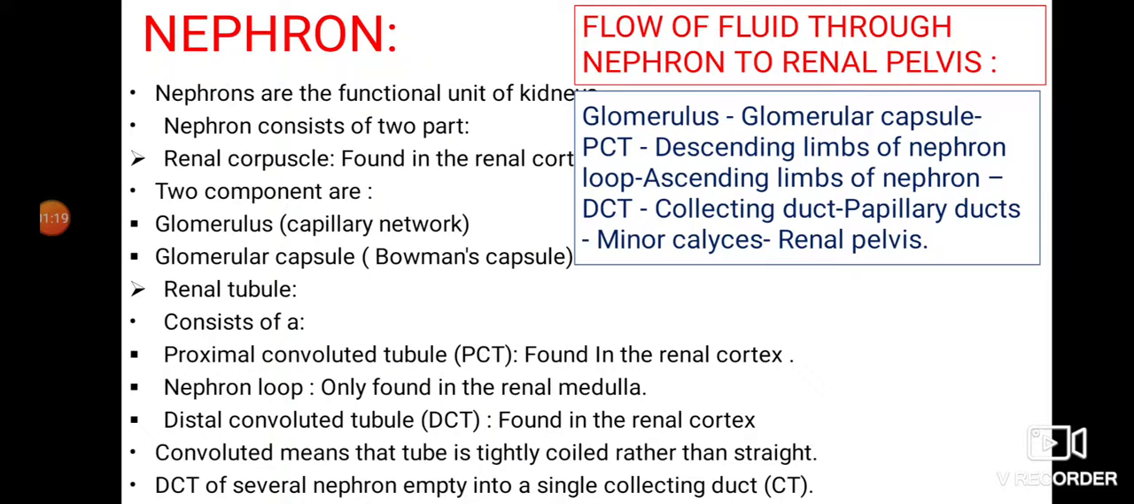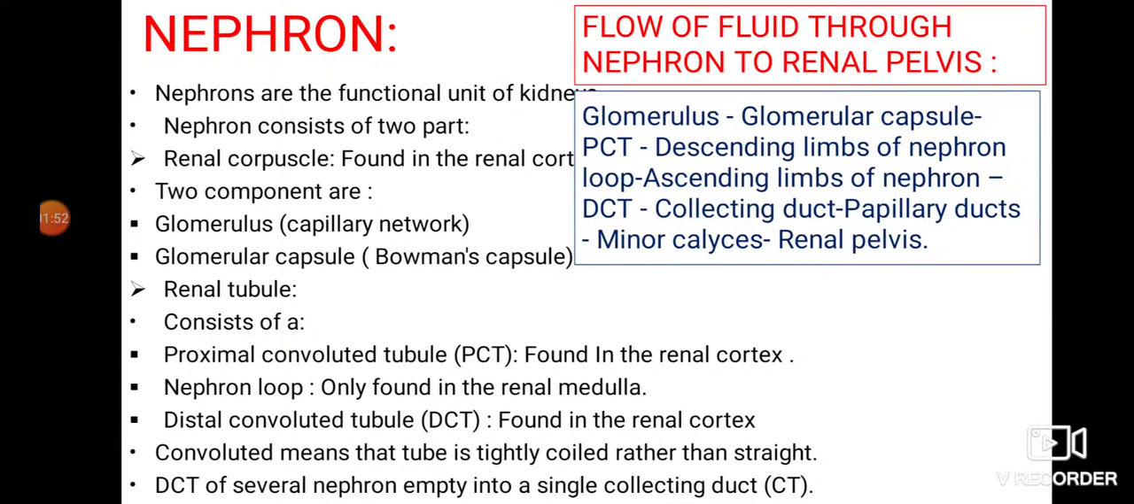Okay, the word is convoluted. The meaning of this word is that the tube is tightly coiled, not a straight tube. Those tubes that are tightly coiled are known as convoluted. Okay, convoluted tubule. In the kidney, several DCTs empty into a single collecting duct, a single CT.